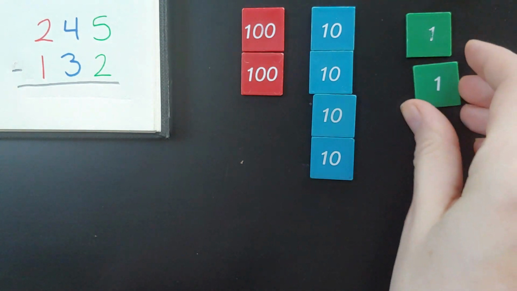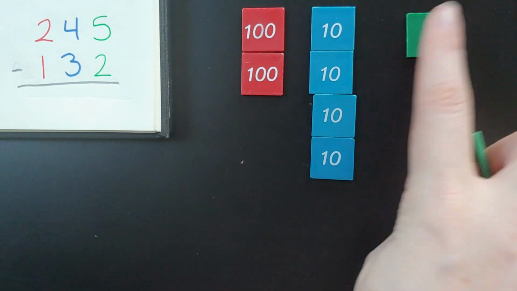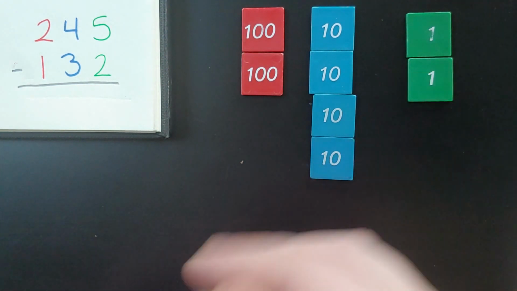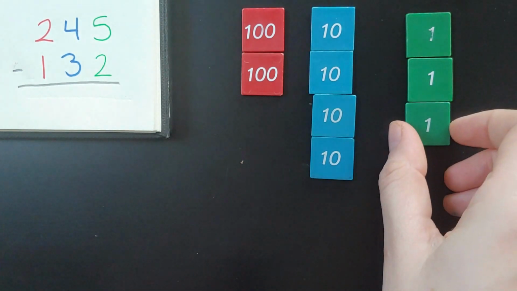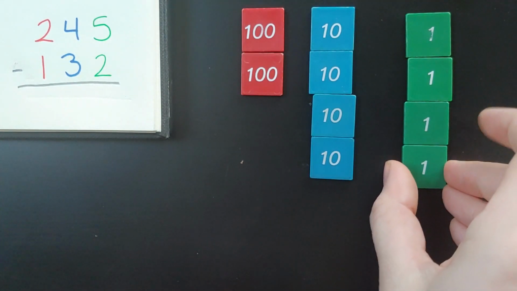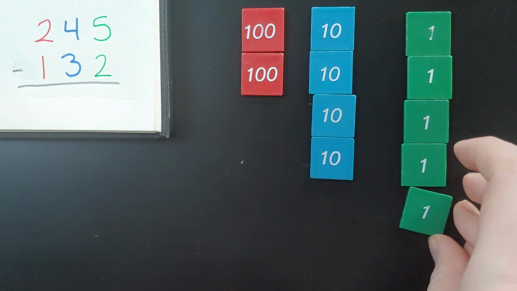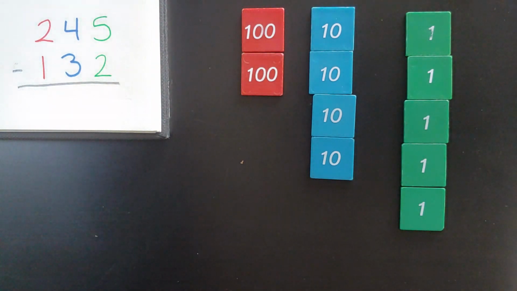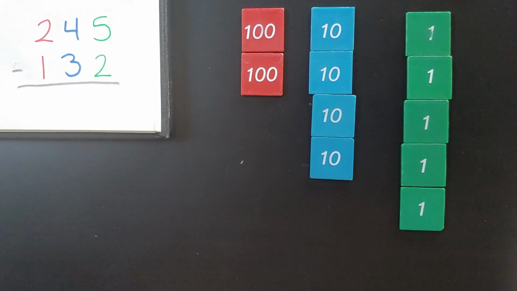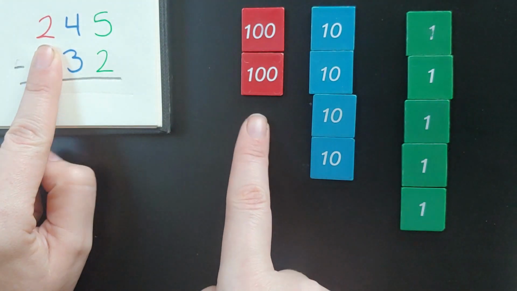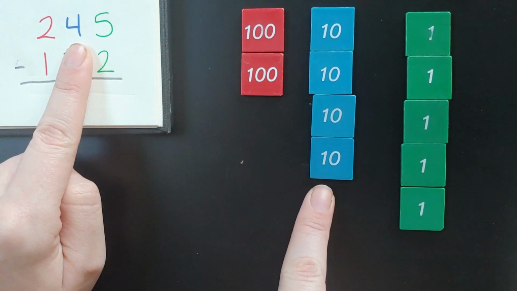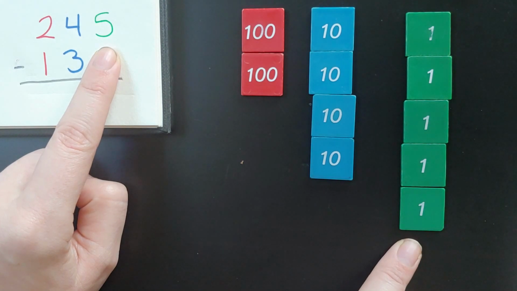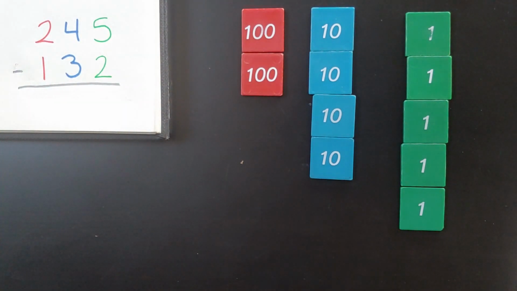Whoa, we don't count by fives with units. 1, 2, 3, 4, 5. I almost accidentally practiced my skip counting there. All right, let's double check and make sure we have the right number. 2 in the hundreds, 4 in the tens, 5 in the units. All right, now we're ready to do our subtraction, our taking away.